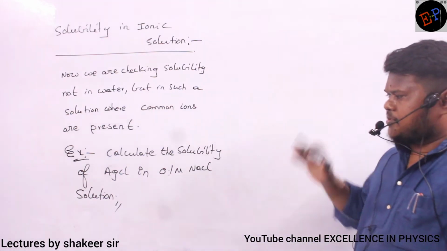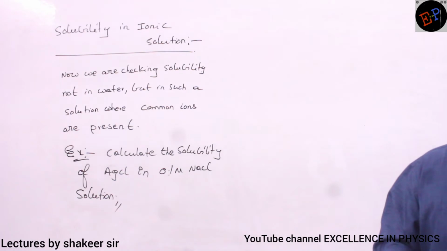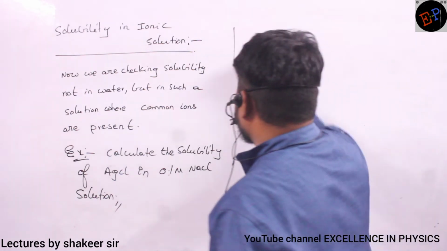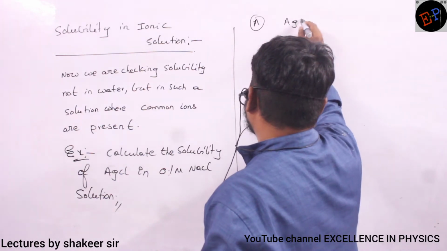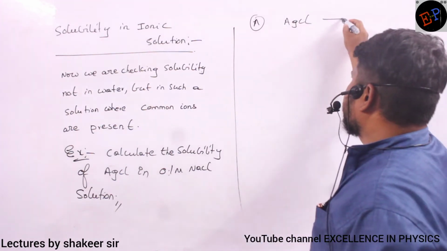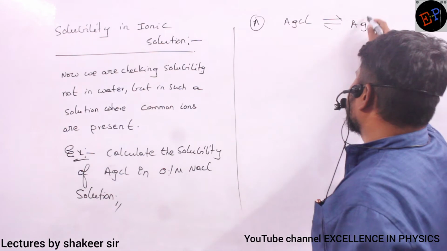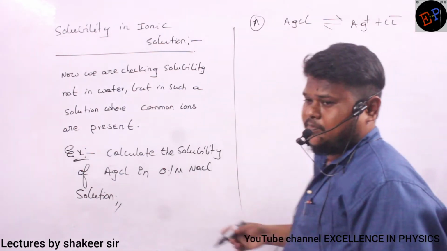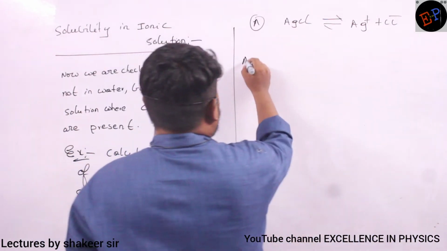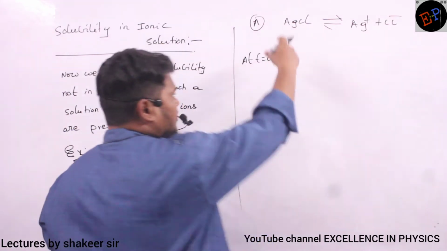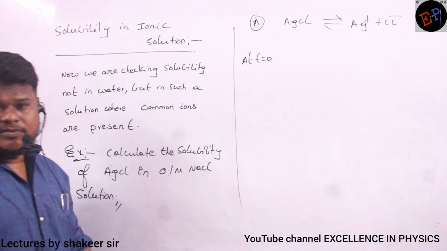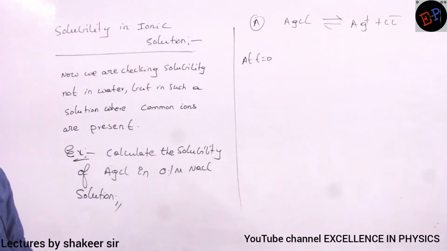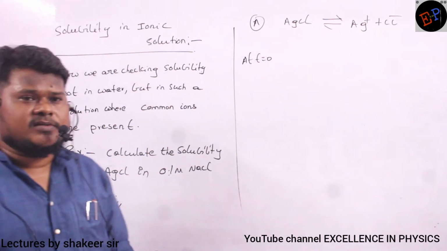So in this condition, how can I check the solubility? Let us see. What is the given salt here? The given salt is AgCl. This dissociates into Ag plus and Cl minus. Therefore at t equal to 0, that is immediately when I put this AgCl in this NaCl solution, that time is called t equal to 0, before dissolving starts.